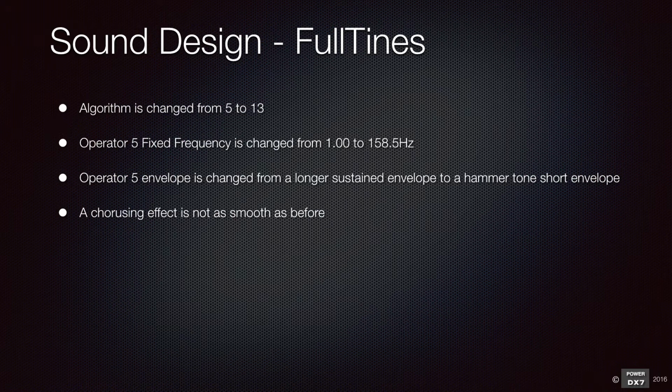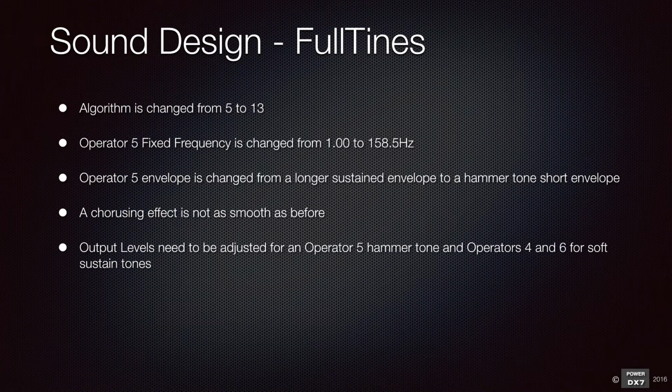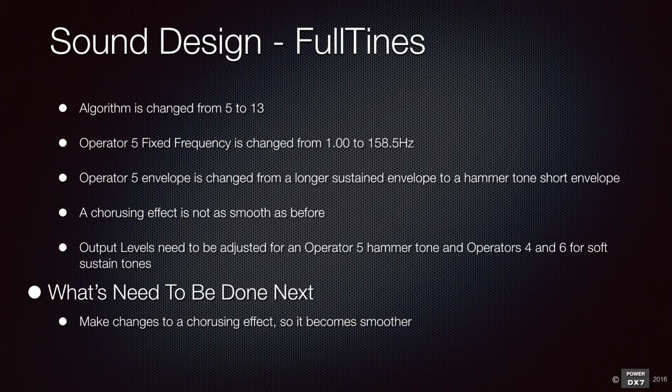Now, you will also notice that something else has changed. A chorusing effect is not as smooth as before. There seems to be too much modulation for a decay tone. So, what do we need to do next? We will make changes to a chorusing effect so it becomes smoother again.